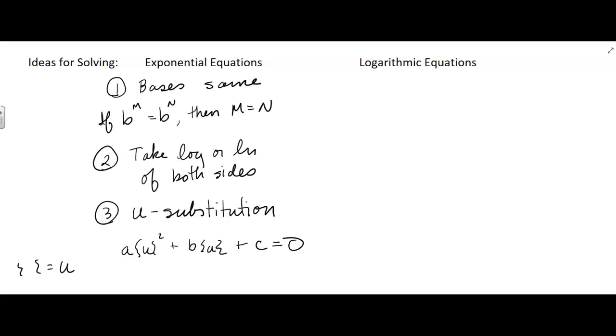You don't have to check the exponential equations. Okay, you can have a negative exponent.